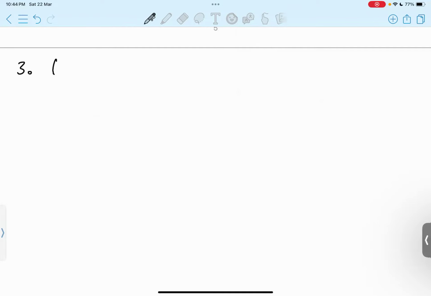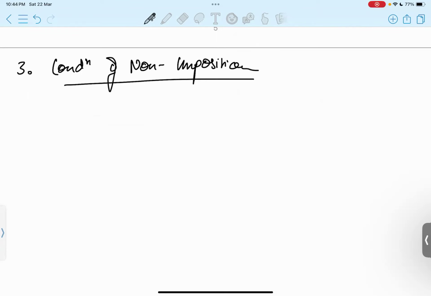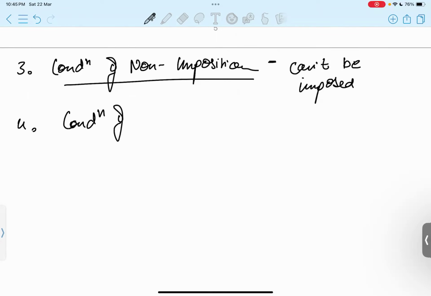Third condition is the condition of non-imposition, which states that the social choices, simply as the word says, cannot be imposed independently of the individual preferences. Can't be imposed. Fourth condition is the condition of non-dictatorship.